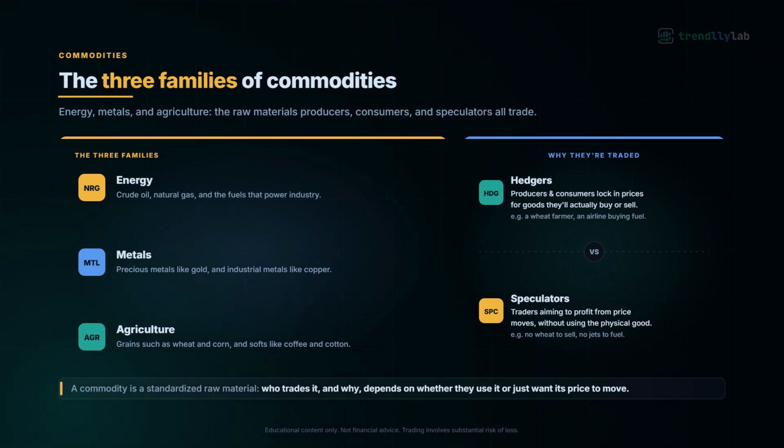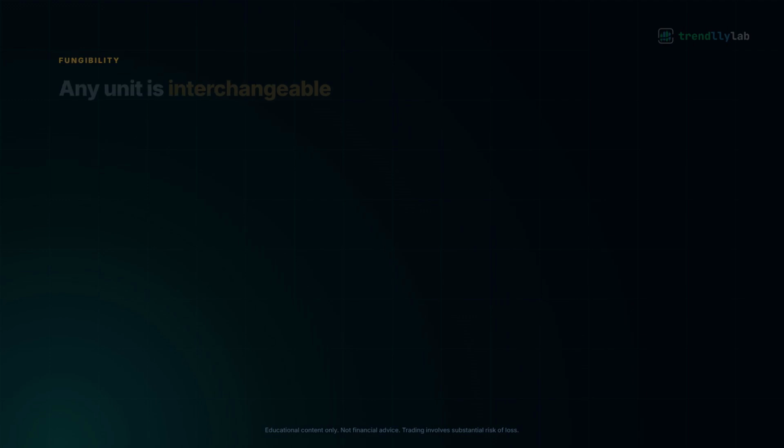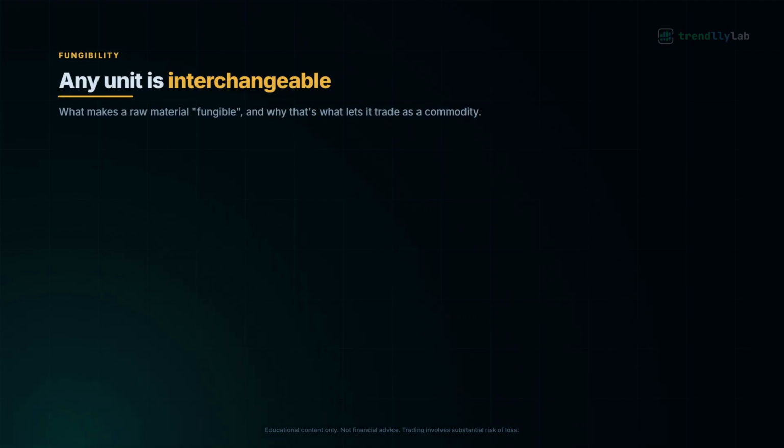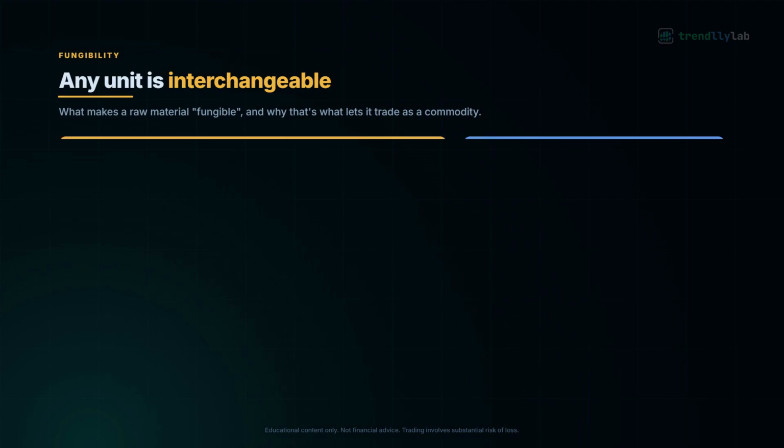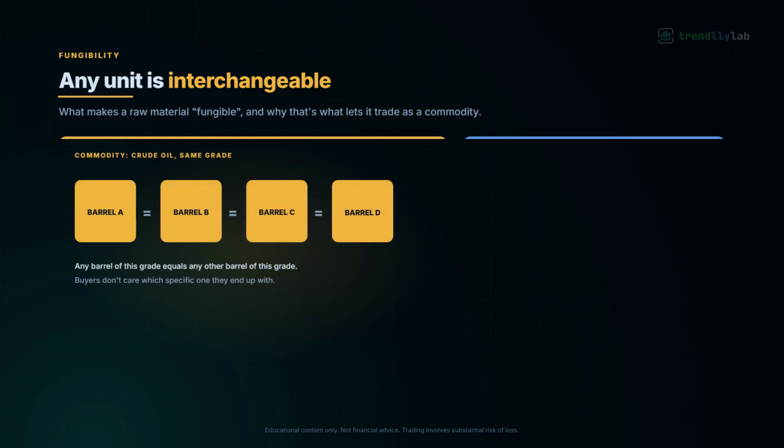So what makes something qualify? Any unit is interchangeable with any other. That is what makes a raw material fungible, and it is what lets it trade as a commodity. Take crude oil of the same grade. Barrel A, barrel B, barrel C, and barrel D are all equal to each other. Any barrel of that grade equals any other, and buyers do not care which specific one they end up with.